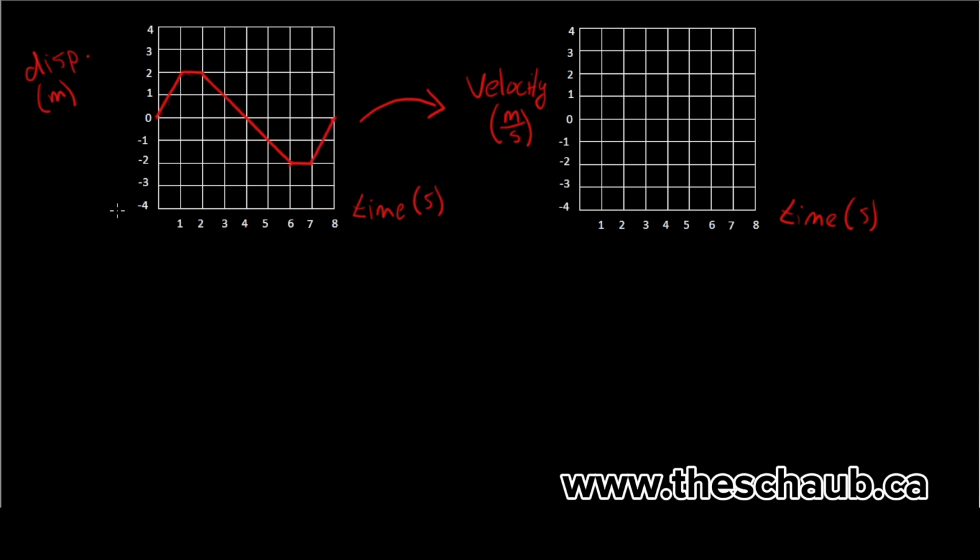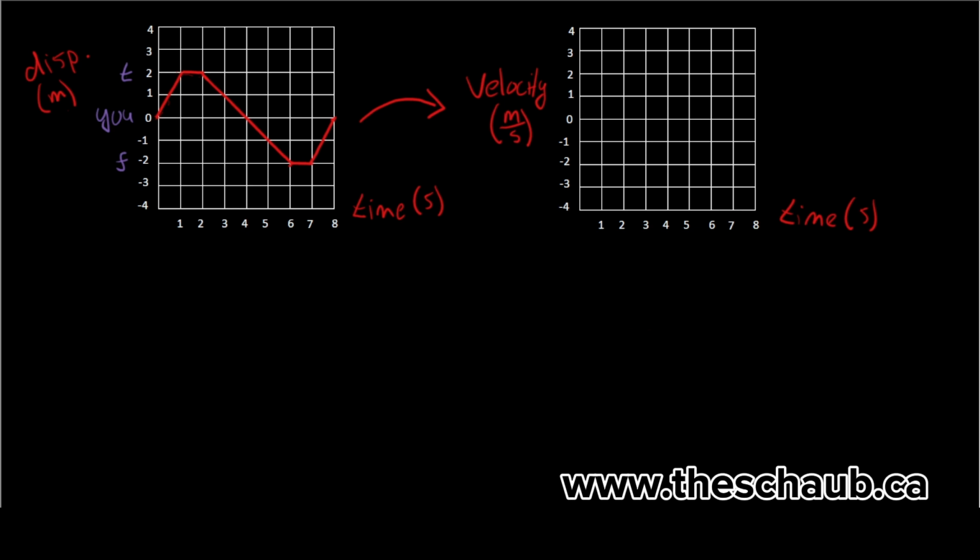Let's just add a couple landmarks to this graph quickly so that we can reference it in the future. So your desk was at a displacement of 0, the teacher's desk was at a displacement of +2, and your friend's desk was at a displacement of -2.